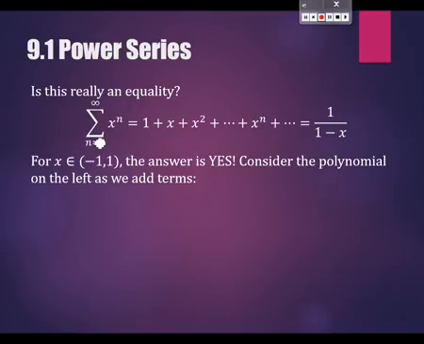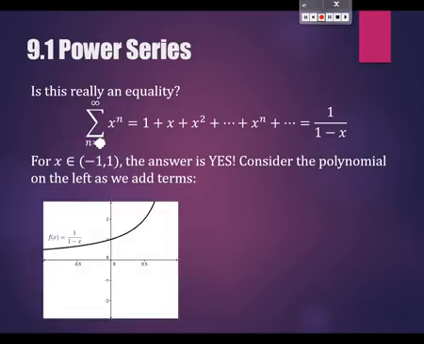Again, this is demanded by the fact that it's geometric, right? So we want r, which right now is x, to be in absolute value strictly less than 1. Here's a picture of 1 over 1 minus x, the rational function. It has an asymptote at 1, which I'm not really showing on the picture.